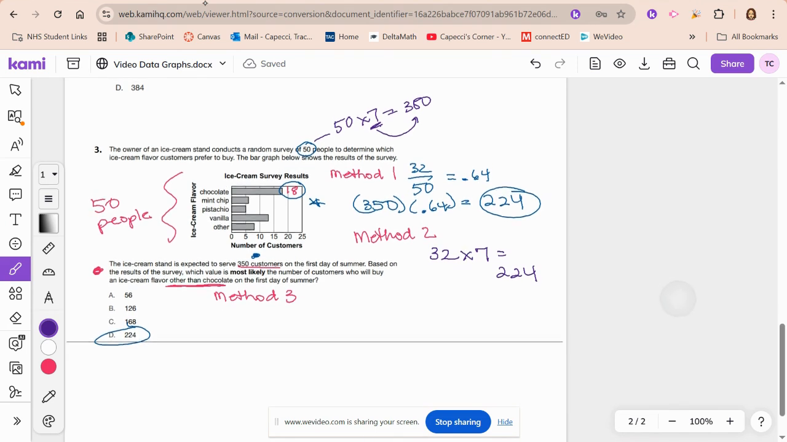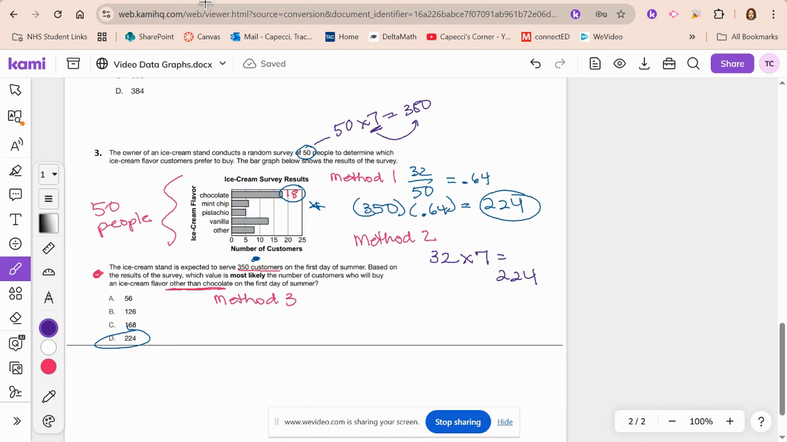Okay, the last method we could use is we could set up a proportion. So I had 32 over 50, right? So 32, that's my non-chocolate, and 50 is my total number of people. All right, so we're going to set that up. And again, the question, what is the unknown? The question is how many people will choose the non-chocolate. So that's what we're looking for, non-chocolate. And this is out of 350 people. So we have the number of total people on the bottom, and we have the non-chocolate ice cream lovers on the top.